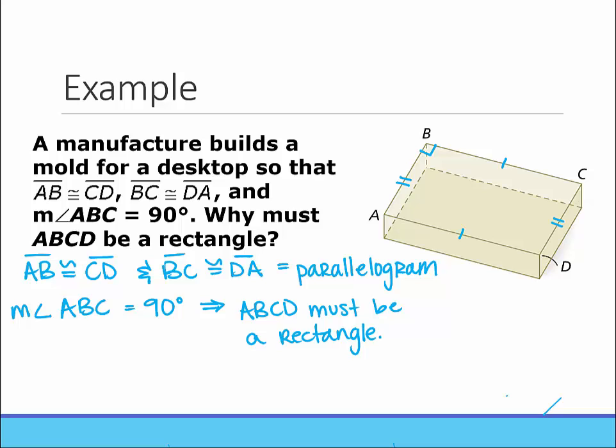We basically had to prove two things here. We first had to figure out, is it a parallelogram or not? And then once we've done that, we can say that that one right angle makes it a rectangle.